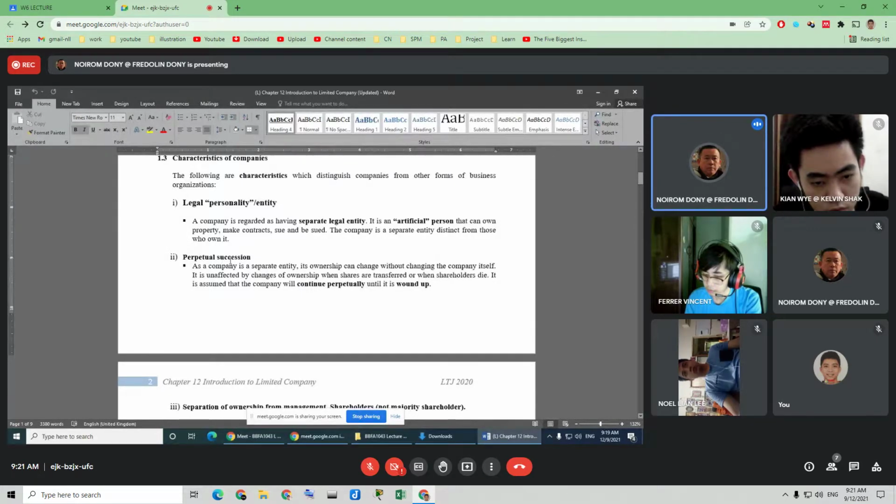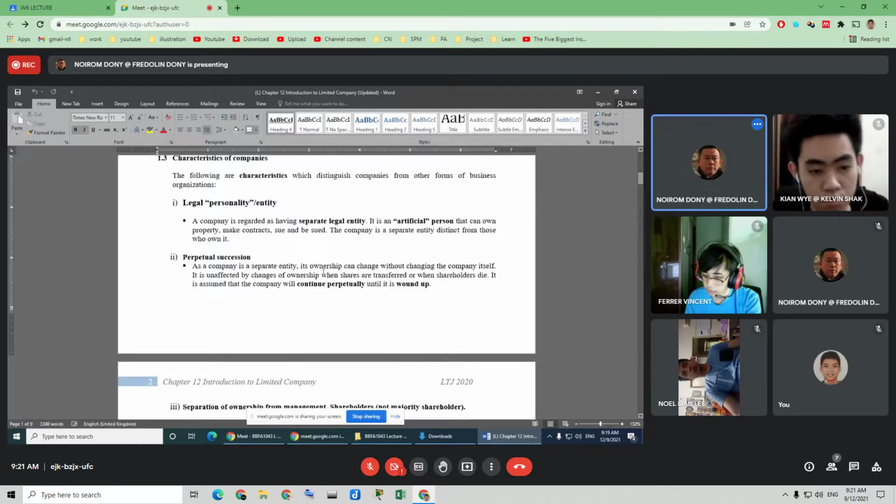Perpetual means continuous. Succession means the successor that is taking over the company. This is continuous. As a company is a separate entity, its ownership can change. So we are talking about the successor, the owner: the ownership can change without changing the company itself. It is unaffected by changes of ownership when shares are transferred or when shareholders die. It is assumed the company will continue perpetually until it is wound up.